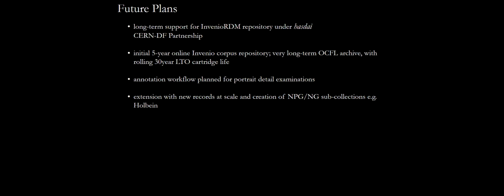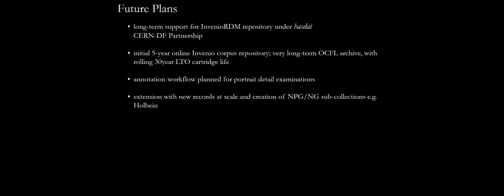So, future plans. We've probably overused our time, but this is really straightforward. The immediate plan is for there to be 5 years of support of the repository itself, and obviously we can extend that. We will produce an OCFL from this when we get on to the next release of Invenio, and that will go to a distributed LTO tape library.